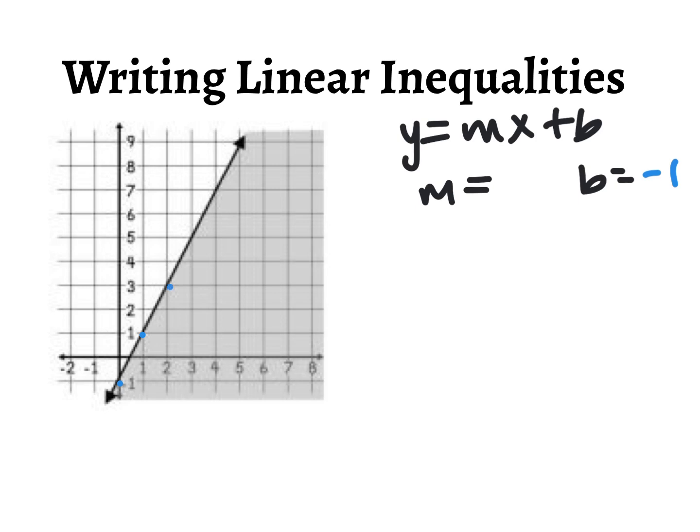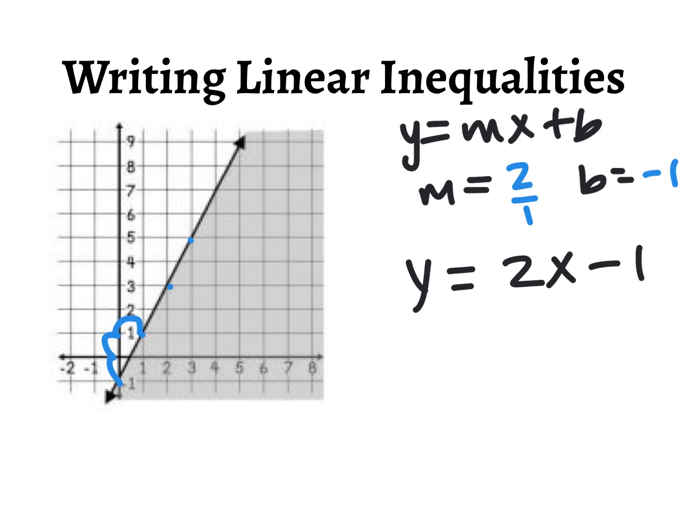My slope starting at -1 is going to go up 2 over 1. Up 2 over 1. Right? Up 2 over 1. So my slope is 2 over 1, or just 2. As I write my equation, I have y equals 2x minus 1 as mx plus b.